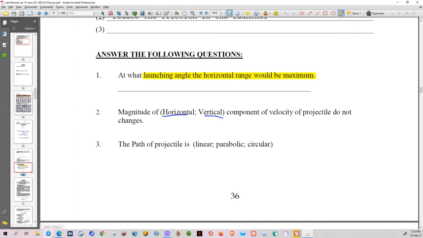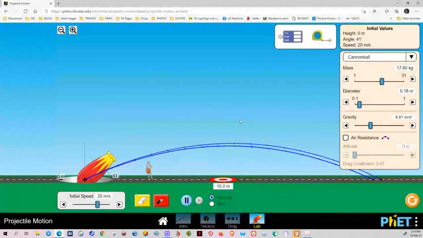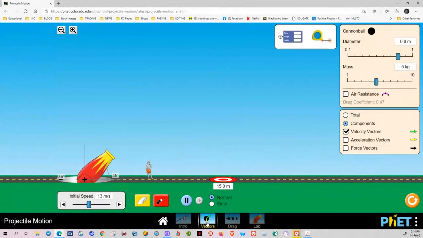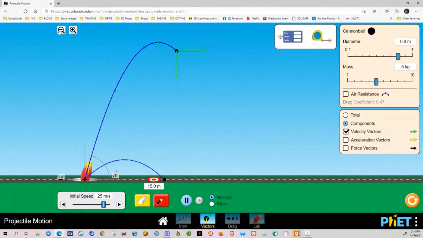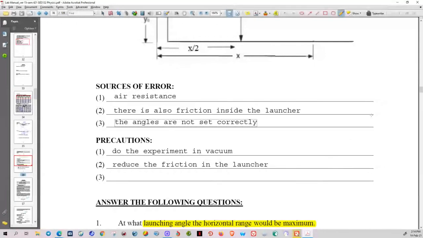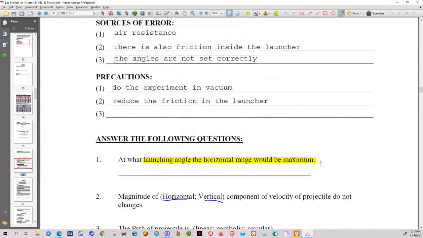I already showed you in the simulation. If you want to see it now, let's try again. Go to vectors, components, velocity, launch. Which component doesn't change? Tell me. You can see it here. Which component, oh, it's too high, doesn't change? The horizontal or the vertical one? Okay? You should be able to answer that from the simulation.